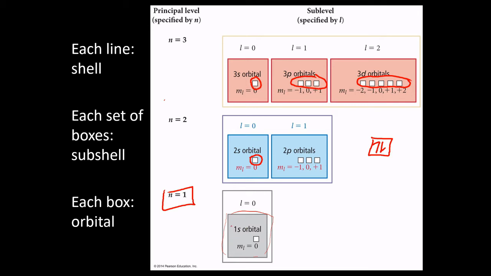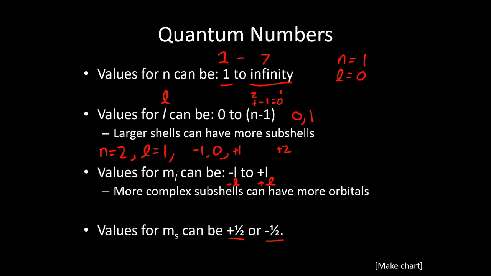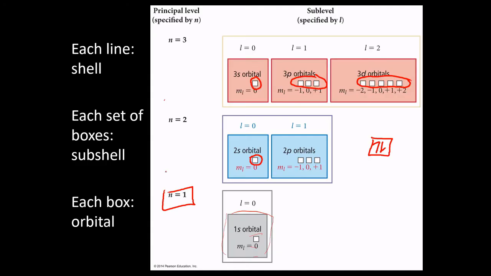So for the first principal quantum number, which is the first main shell, we only have one possible subshell, and that one subshell only has one orbital available. This m sub L number will tell you how many orbitals are possible inside of that subshell.